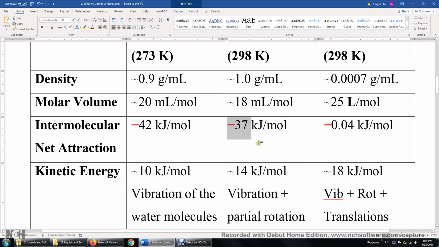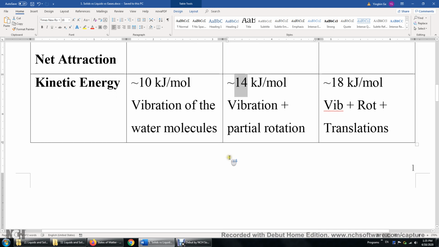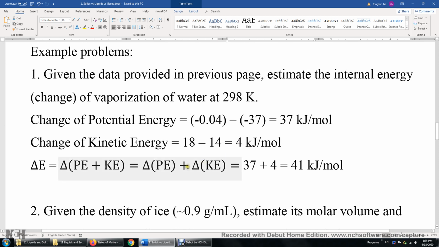How about kinetic energy? The initial value is 14. The final value is 18. What's the change? Final minus initial. The result is 4. Therefore, the kinetic change is 4 kilojoule per mole. Now we have the change in potential energy, which is 37. The change in kinetic energy is 4. What's the total change of the internal energy? Well, that's just 37 plus 4. 41 kilojoule per mole is the result.